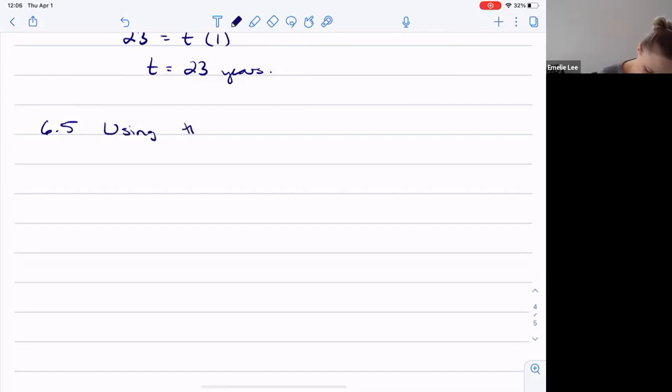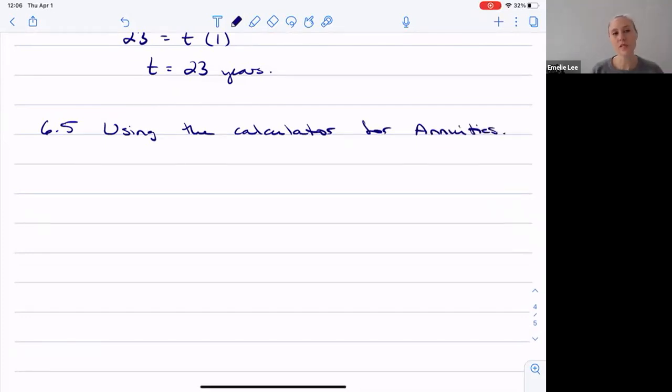Using the calculator for annuities. So just as a recap for the calculator, to show our work, we have to list all our inputs, right?